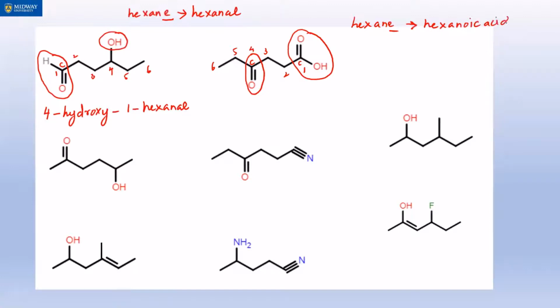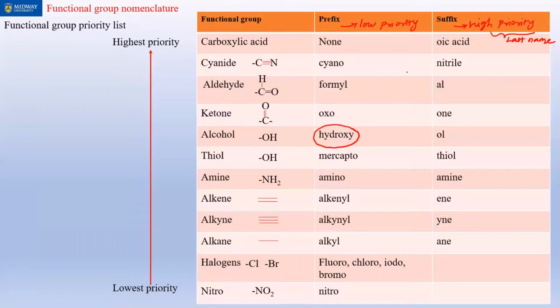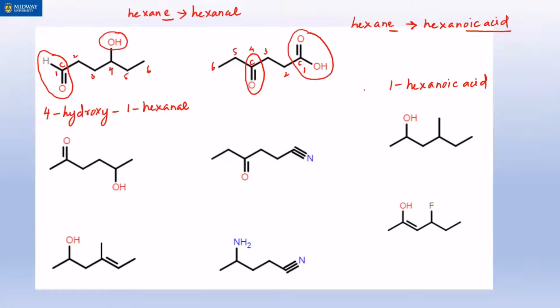Write the word acid as well. So we replace the E with this, and it's in the first place, so 1-hexanoic acid. That's the last name. And the ketone group is in the fourth position. What if the ketone is a low priority group? It's called oxo. So it'll be 4-oxo-1-hexanoic acid.